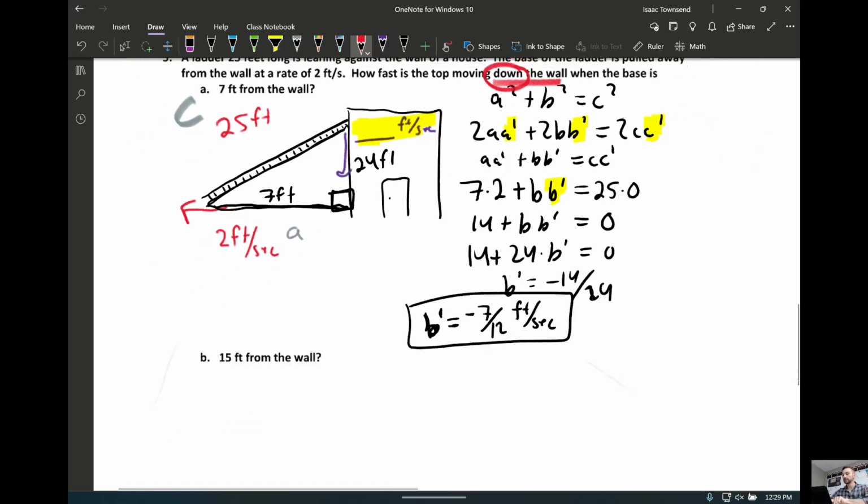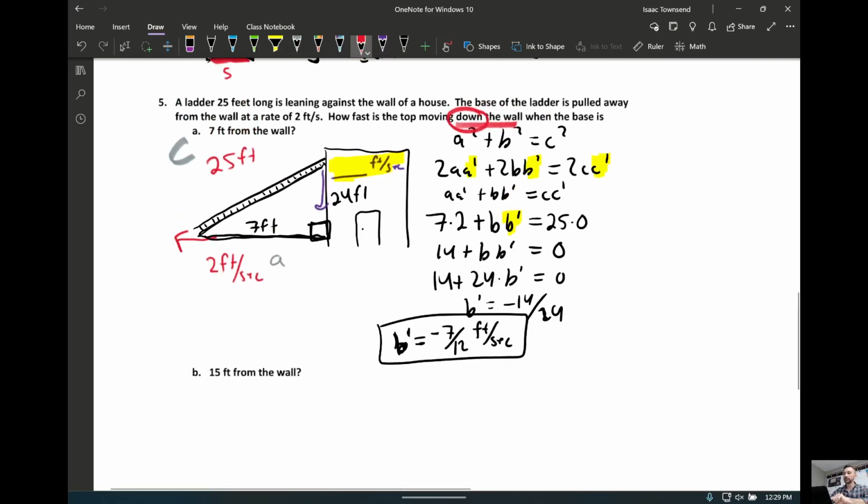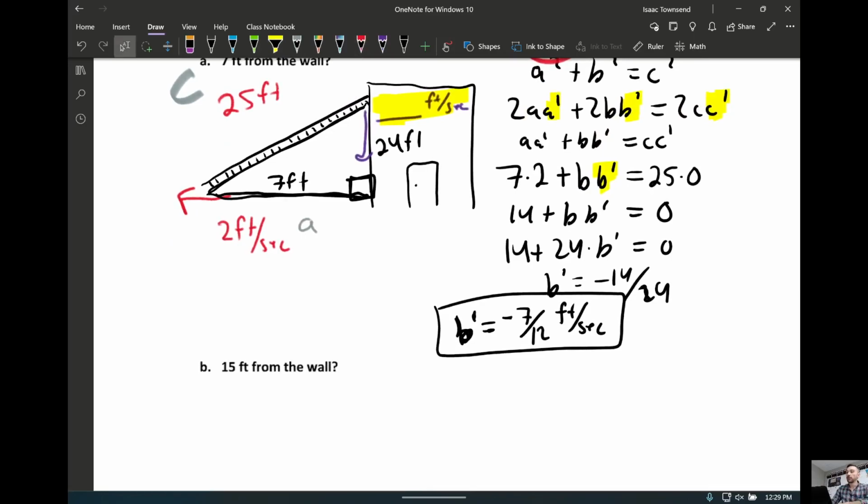Okay, I'm going to cheat a little bit on part B because it says 15 feet away from the wall. So if I change this to 15, I'm just going to reuse the picture here. I know it's the Pythagorean theorem. The derivative's going to be the same. I could still divide everything by 2. A is 15, and the last time it was 7. A prime is still 2. B is still 24.